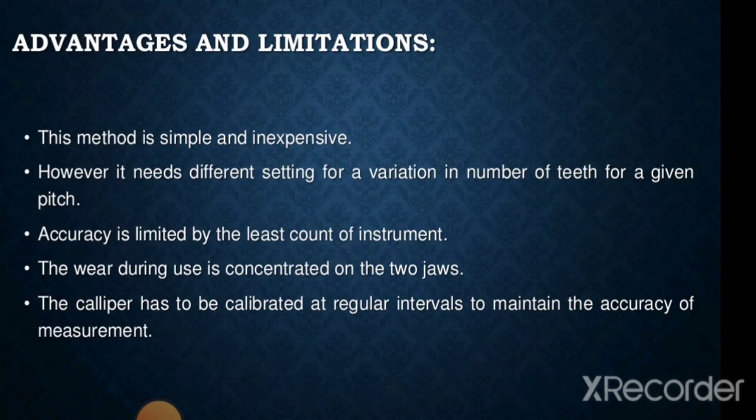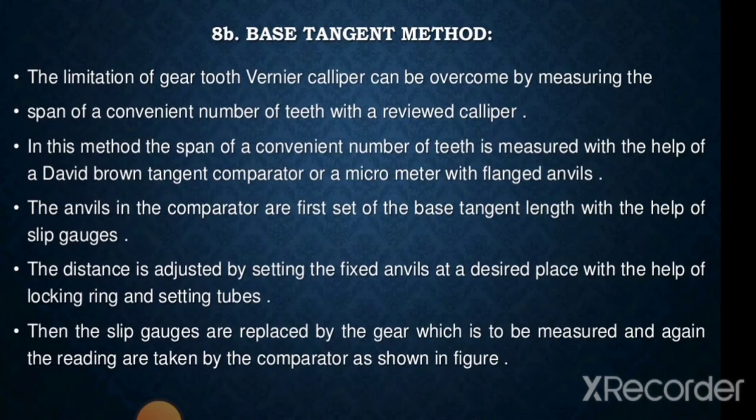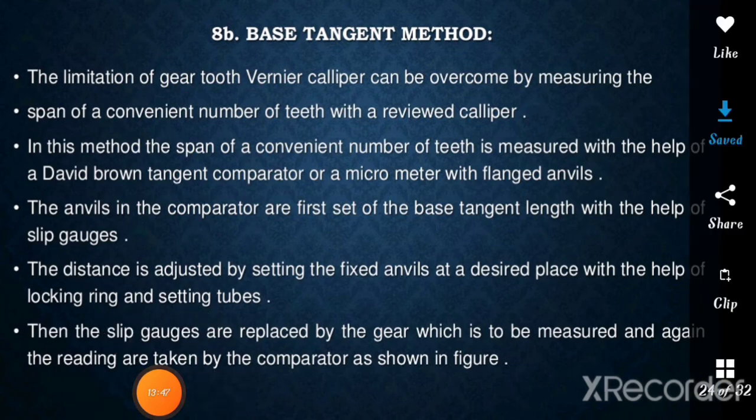Now we will move towards the next method, that is the base tangent method. In the base tangent method measurement is made either with a micrometer with flange anvils or with the David Brown tangent comparator. Two instruments can be used here. We will see one of them, the David Brown tangent comparator.